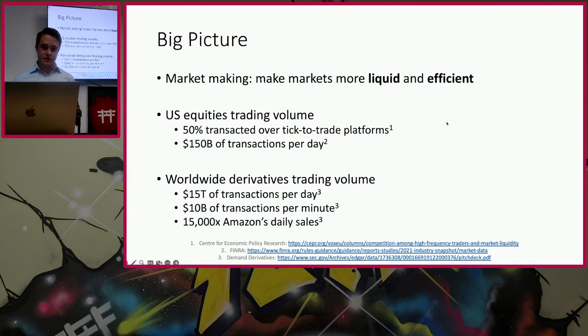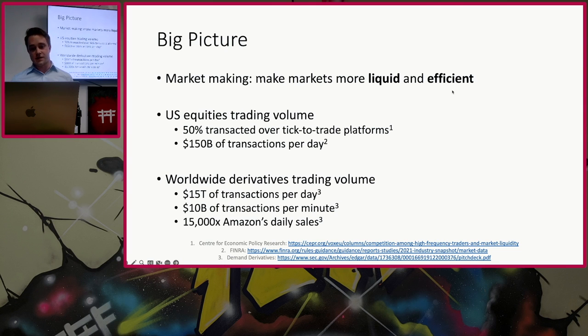And just to motivate why we should be talking about these things: market making is really the name of the business. What does that mean? We're making markets more liquid and more efficient. So you'll see the term liquidity. What is liquidity? Essentially, if you want to trade with somebody, you need a counterparty. Let's say you want to sell Apple at some particular price, but nobody's willing to trade at that price or trade Apple, you're kind of stuck. So liquidity is a market that has trading partners out there so you can actually trade.